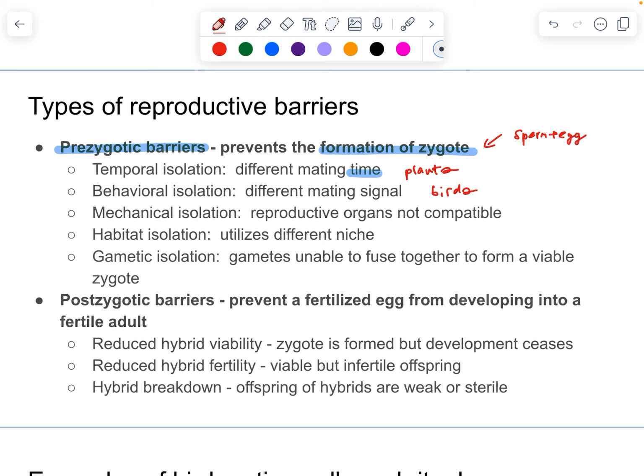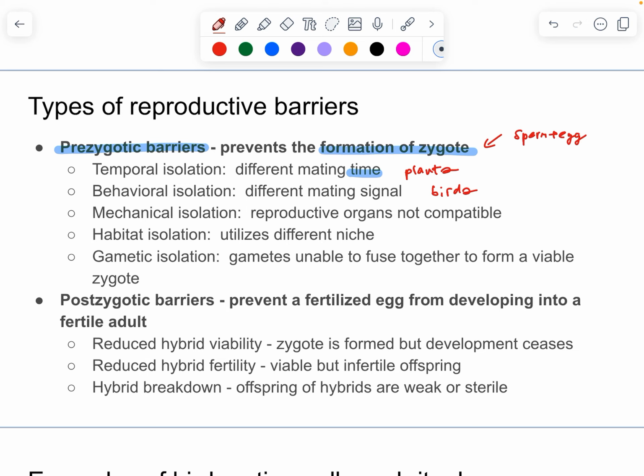Habitat isolation is when individuals are living in the same geographic area, but they're utilizing very different resources, or they have a very different way of living, which we call niche. As a result, they become reproductively isolated and they can eventually become different species. Gametic isolation is when the gametes are unable to fuse together to form a viable zygote that can further develop.